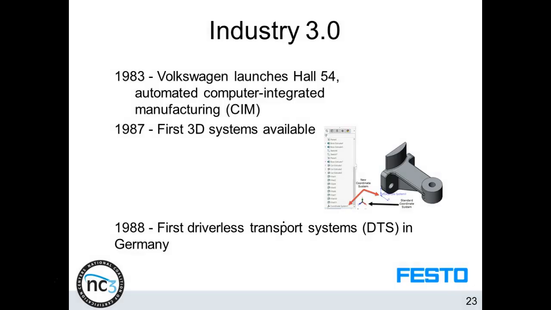Volkswagen launched the HAL 54. This is the Automated Computer Integrated Manufacturing System, SIEM. First 3D was available, and now we could actually draw the parts on our computer screen and roll them around. And really neat now, just about all your drawing, like AutoCAD, you can take a part and do what? You can rotate that around any way you want to. Of course, 3D is really, really popular in gaming now.